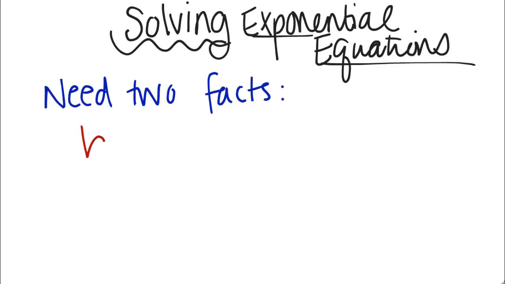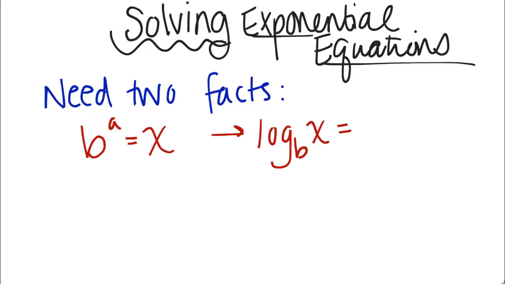The first one is what we've been using this whole unit, and that's switching forms. If we know that b to the a is equal to x, that tells us that log base b of x is equal to a. Same sentence, just written in a different form. And we have to make sure that we're comfortable going from one form to another, otherwise these solving exercises might be kind of challenging.